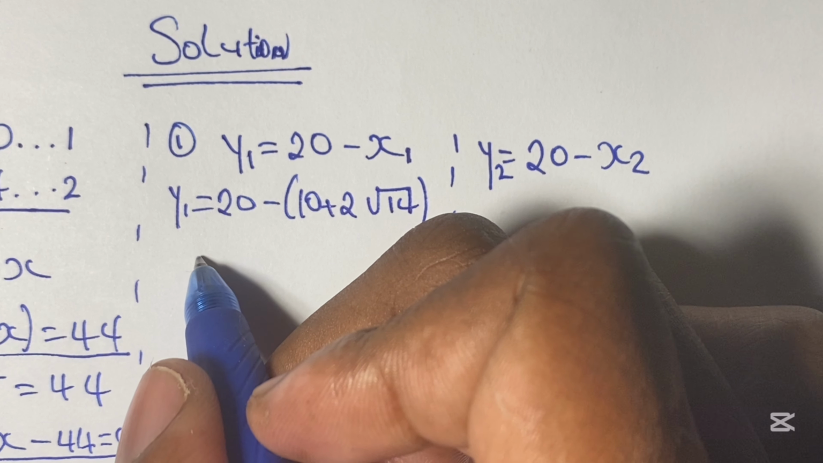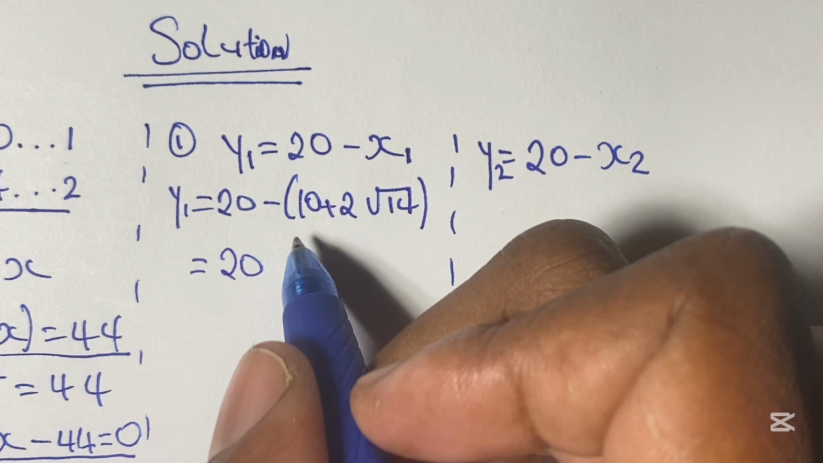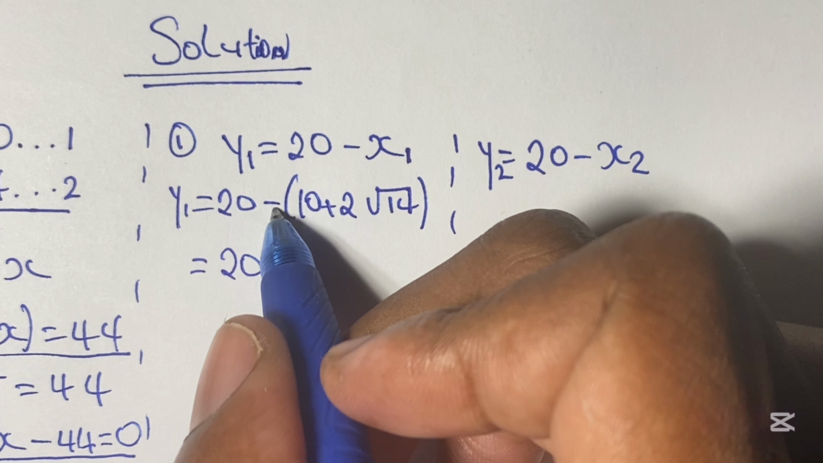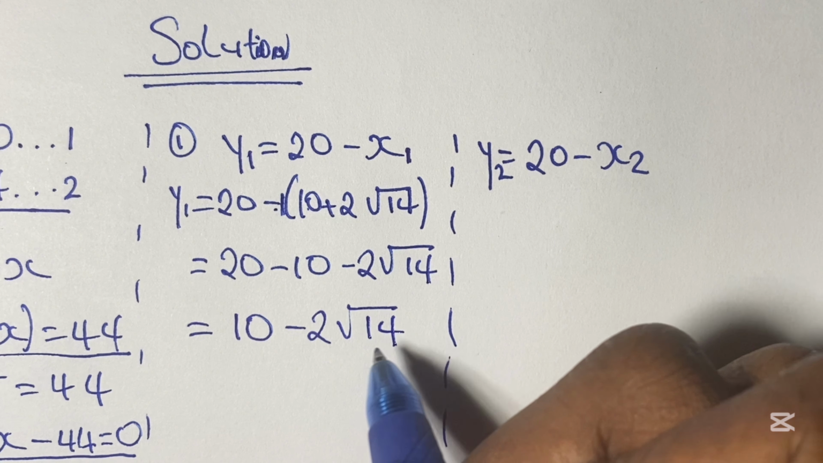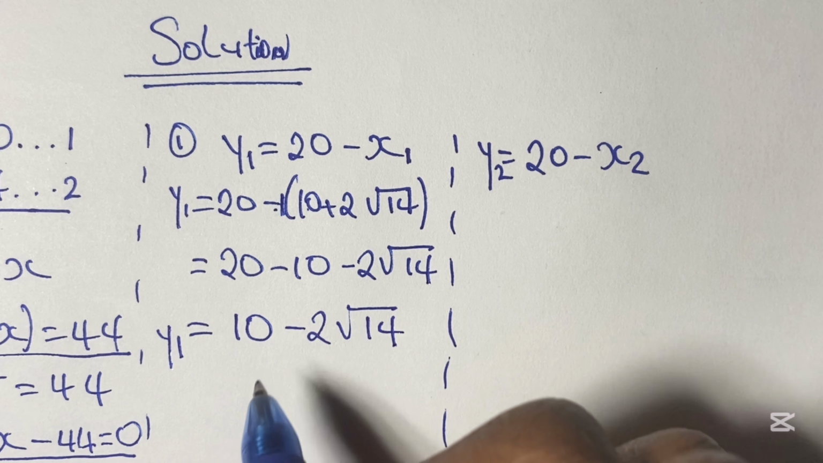And we can actually write this out as follows, where we see that negative sign is going to multiply what's in the bracket. So we have 20 minus negative 1 times 10 gives us negative 10. Negative 1 times positive 2 is going to give us negative 2 root 14. So we have 20 minus 10, that gives us 10 minus 2 root 14. So this is the value of y1.